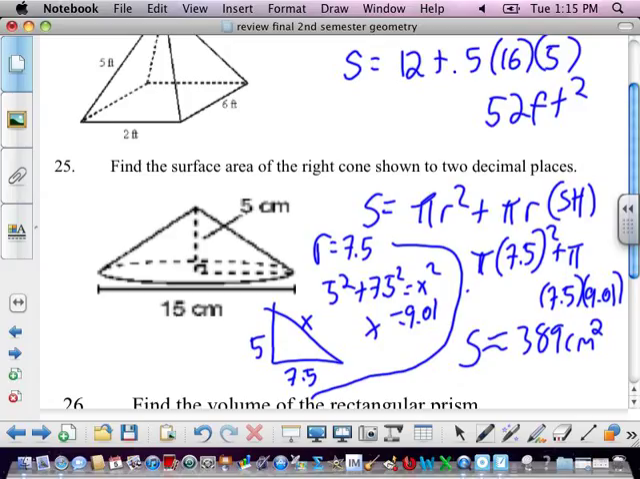All right, ready for 26? When you do slant height, are you taking the area of the base or just the base? No, just the base. Just the distance to the base. It says rounded to two decimal places.